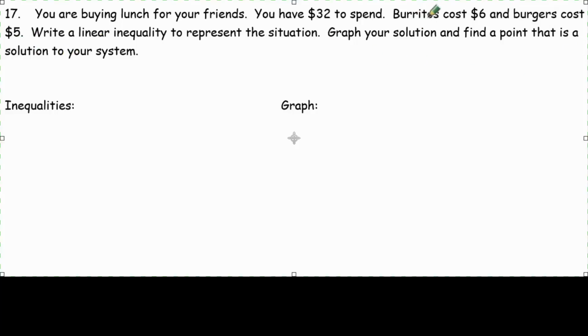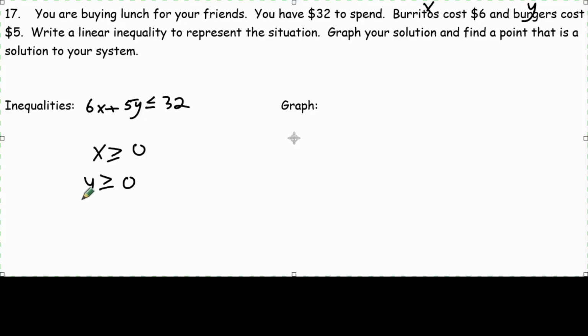Now the problem with burritos and burgers is they're both B's, so we'll make our burritos X and our burgers Y, just so that we have them right there. And our inequalities. The easiest inequality would be 6x plus 5y has to be less than or equal to the $32 you have to spend. Now this doesn't seem like a system of inequalities, but it truly is, because x, the number of burritos, has to be bigger than 0, and y also has to be bigger than 0.